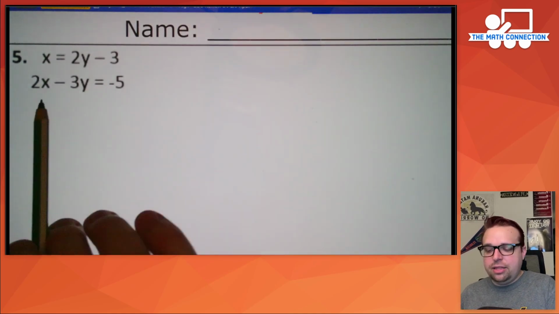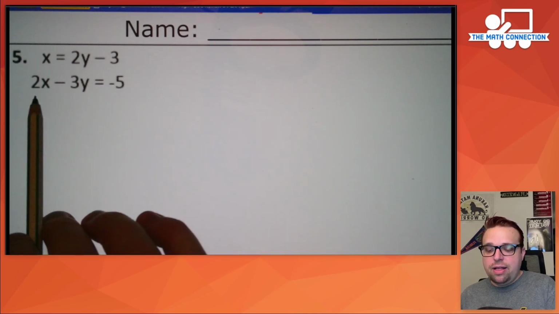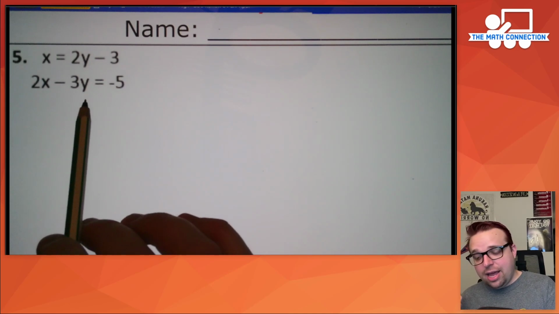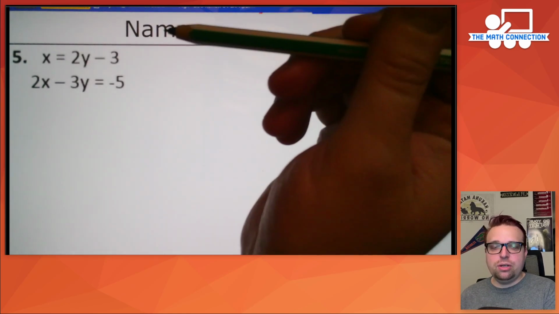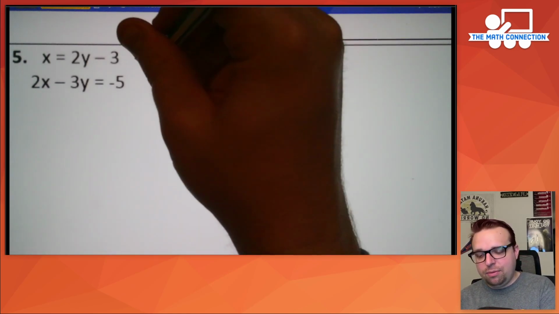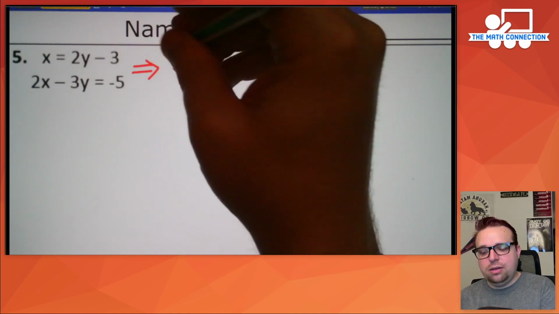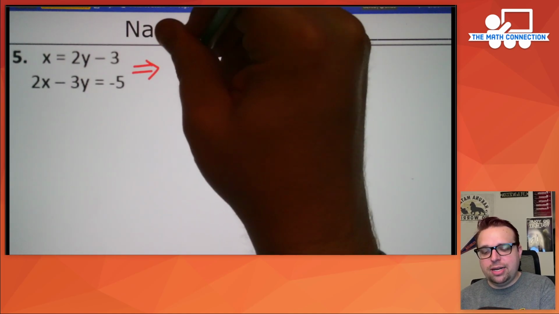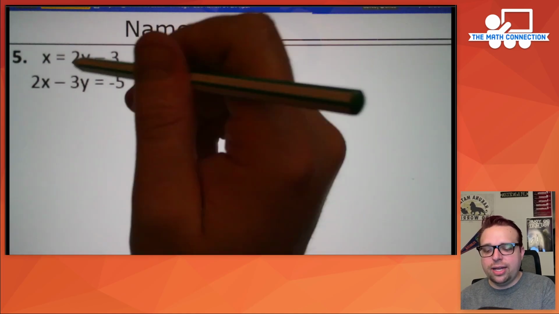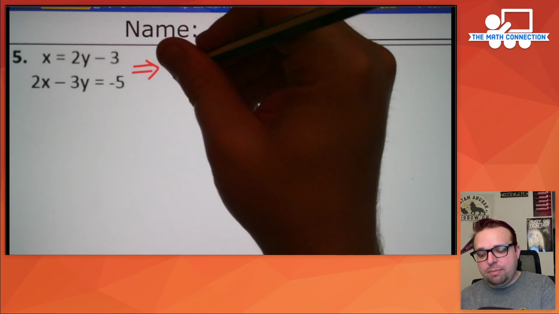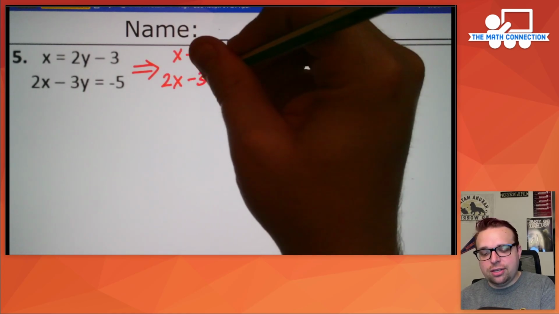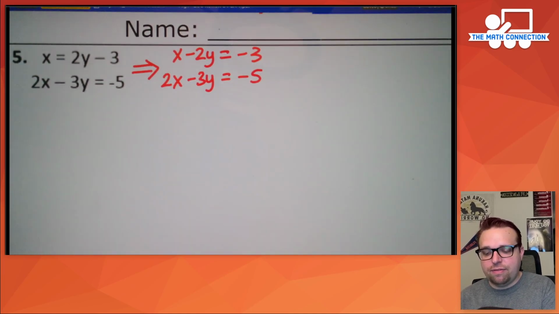On the second equation, if you look carefully, x and y are on the left side, and then the constant is on the right. That's standard form. So I think we should probably make the first equation also be in standard form, changing the top one to x minus 2y equals negative 3. All I did was subtract 2y from both sides to do that. And the bottom equation I didn't change anything, so it's still 2x minus 3y equals negative 5. Okay, now that they're lined up, this is looking much better. I like this a lot better.